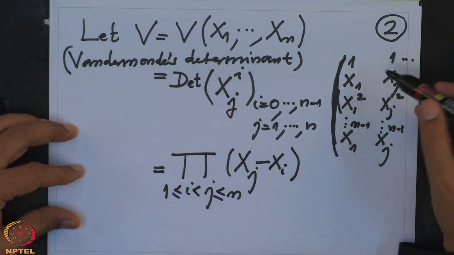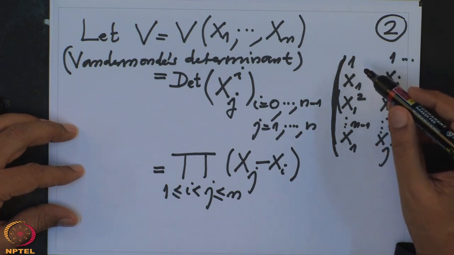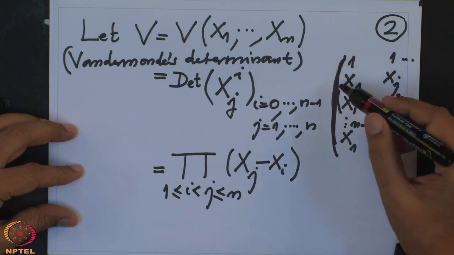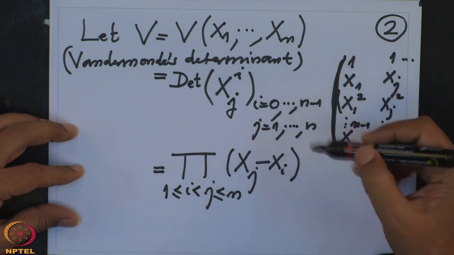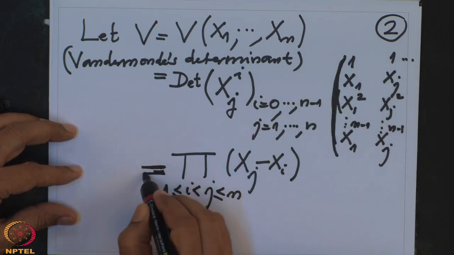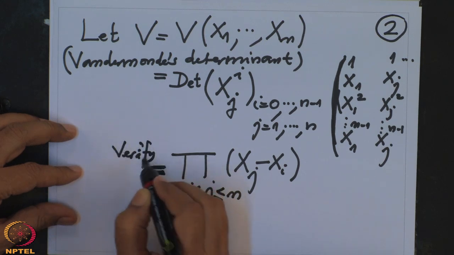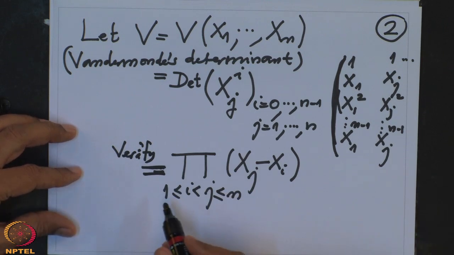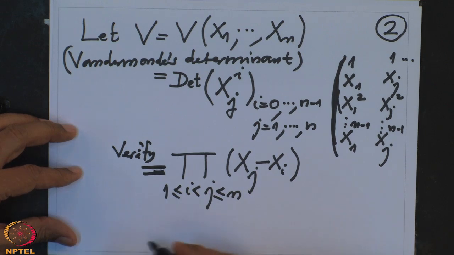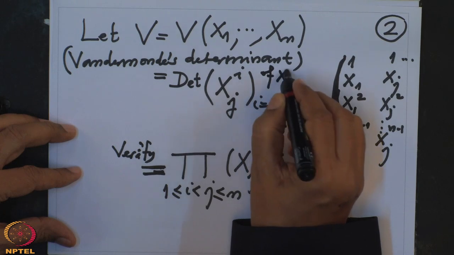I will just indicate how it is solved. You subtract column 1 from column 2, let us say, and then you take out the common factor x2 minus x1, and so on. This equality you verify. That is not too difficult. So, this is the Vandermonde determinant, called the Vandermonde determinant of x1 to xn.